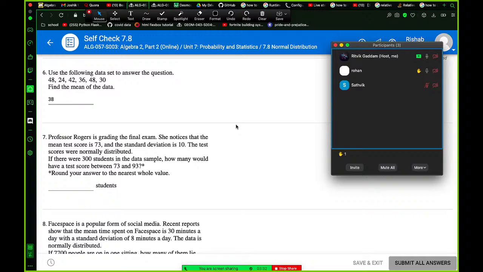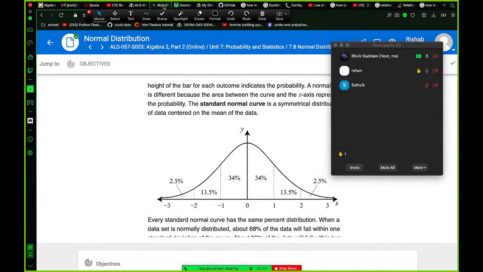Number 7. Professor Rousers is grading the final exam. She notices that the mean test score is 73 and the standard deviation is 10. The test scores were normally distributed. If there are 300 students in the data sample, how many would have a test score between 73 and 93? Can you show the screen? Can I annotate?